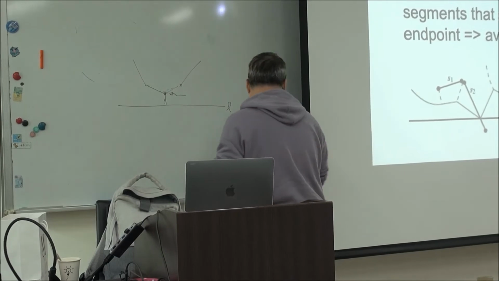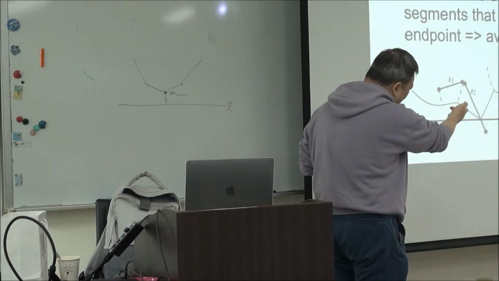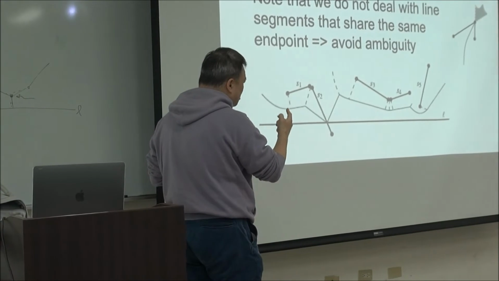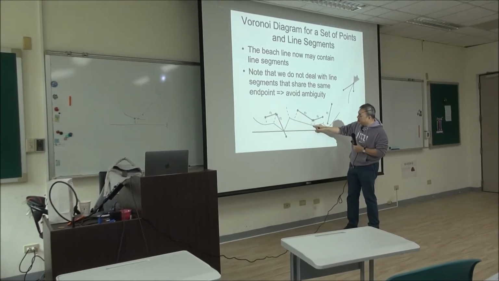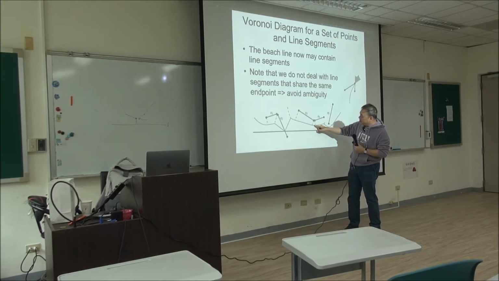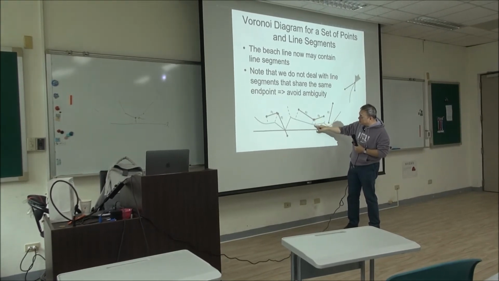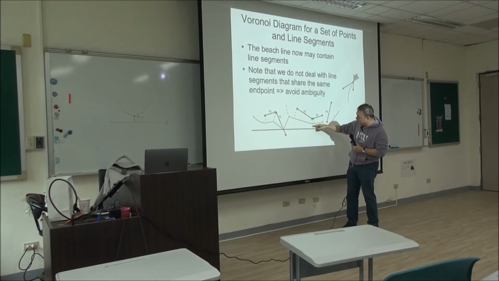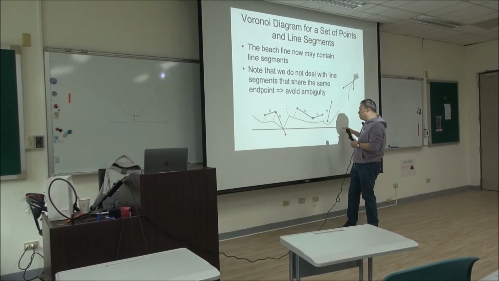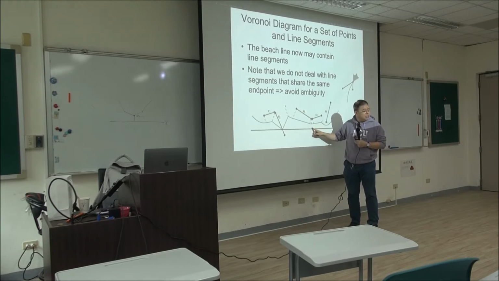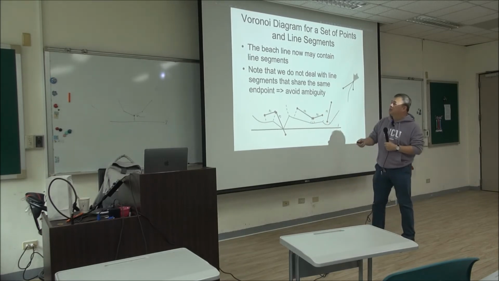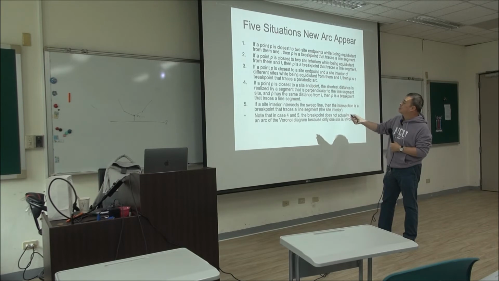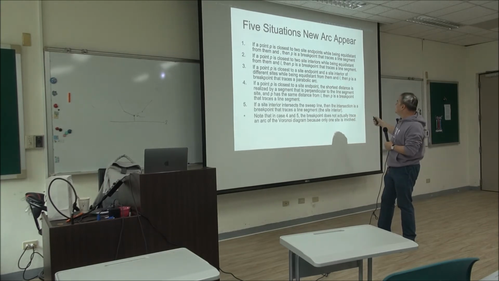Actually this figure has that, but it's just not very obvious. It's this one, because this point has the same distance to this endpoint and that endpoint, as well as the same distance to this L. So this fulfills the first situation, and it will trace a line segment.